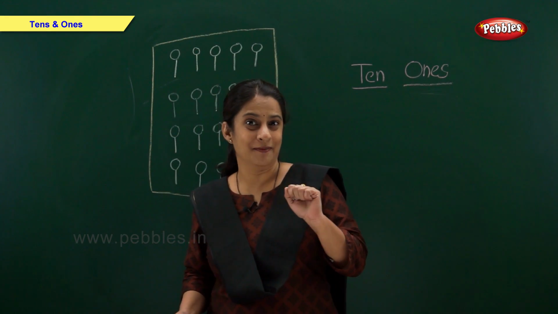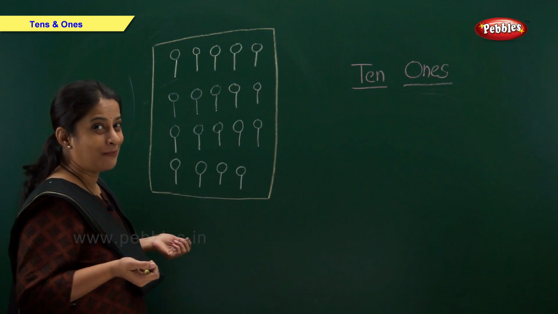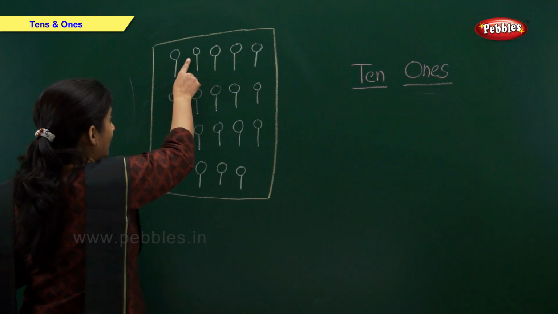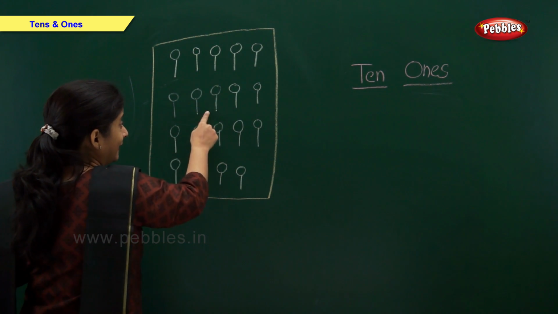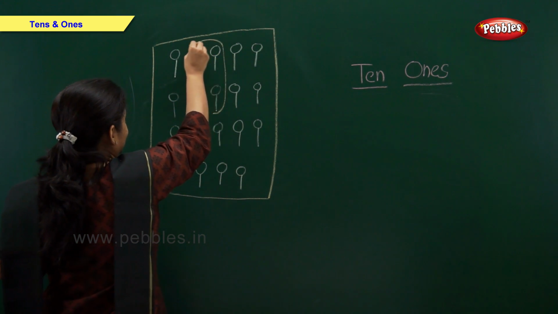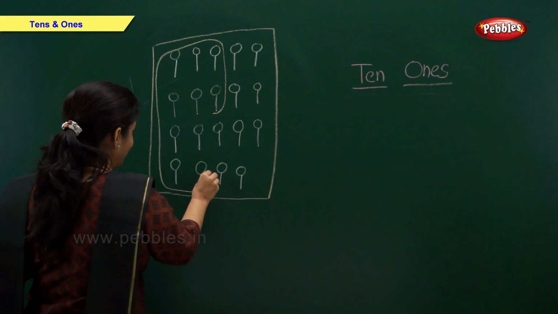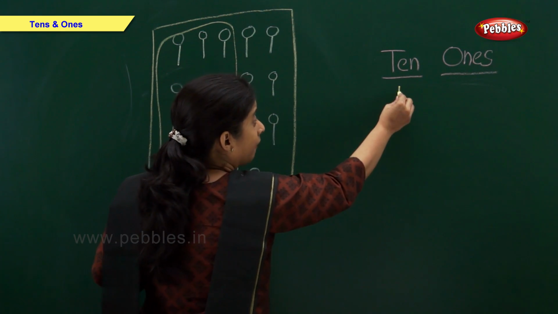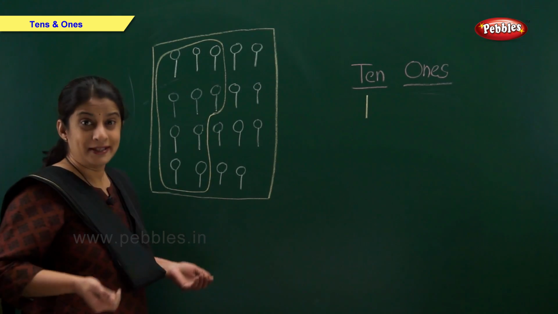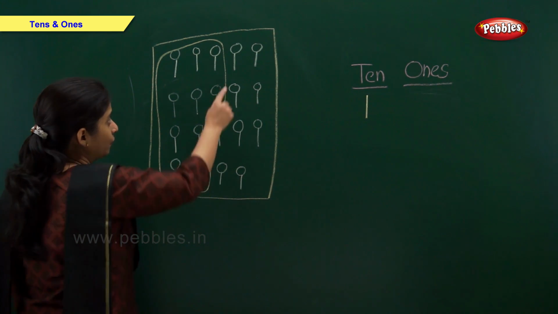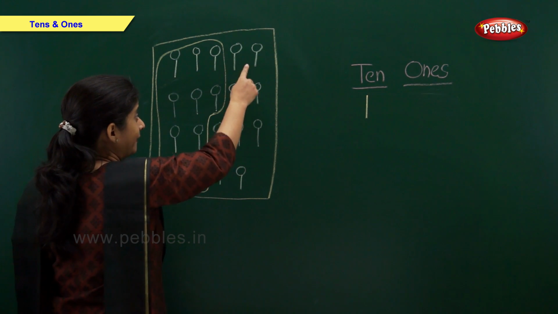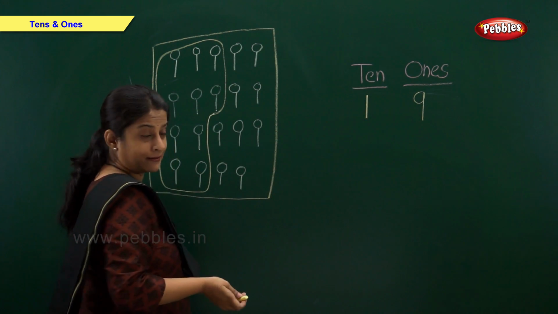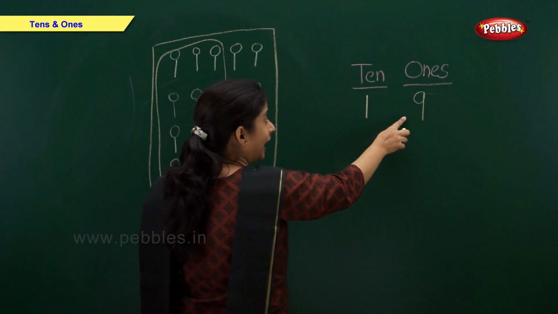Now let's solve one more example. I have a box full of lollipops. Let's make a group of 10. 1, 2, 3, 4, 5, 6, 7, 8, 9, 10. So this is our one group of 10. Now let us count the remaining. 1, 2, 3, 4, 5, 6, 7, 8, 9. We have 9 ones. 1 ten, 9 ones.